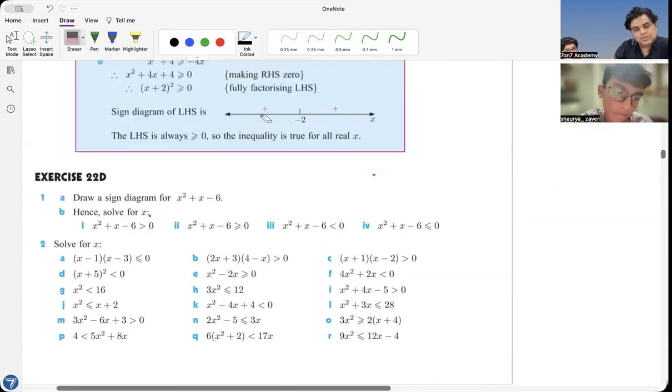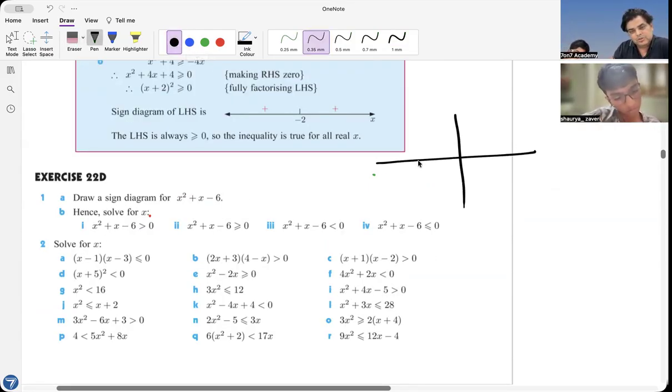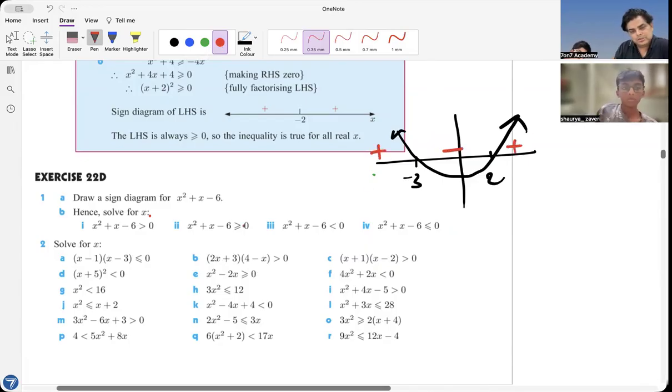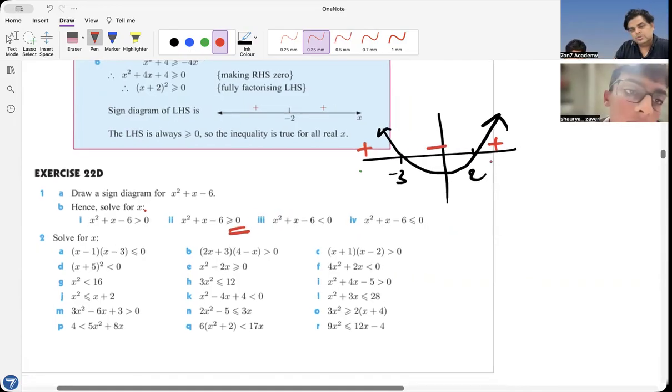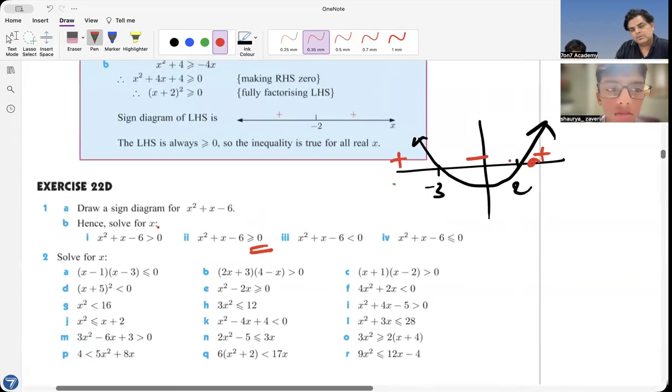Like you first draw the sign diagram, first draw the graph. You got the roots minus 3 and 2 and opening upward, so this is your graph. Agree? Now the sign diagram is here plus, here minus, here plus. This more than or equal to 0 means plus or 0. Agree? So 0 is here.